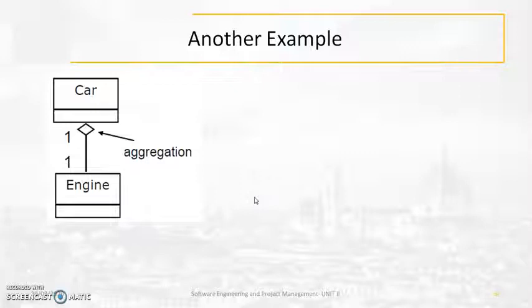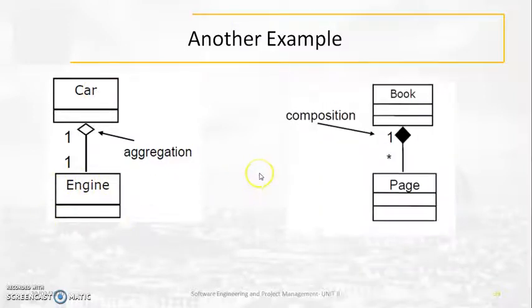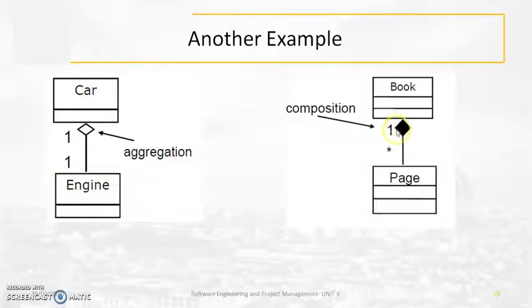So another example of aggregation: a car has an engine, and this is an optional thing. So without a car, the engine can exist. Here it is a must or compulsory. So a book has pages, and that is called a composition type of association.